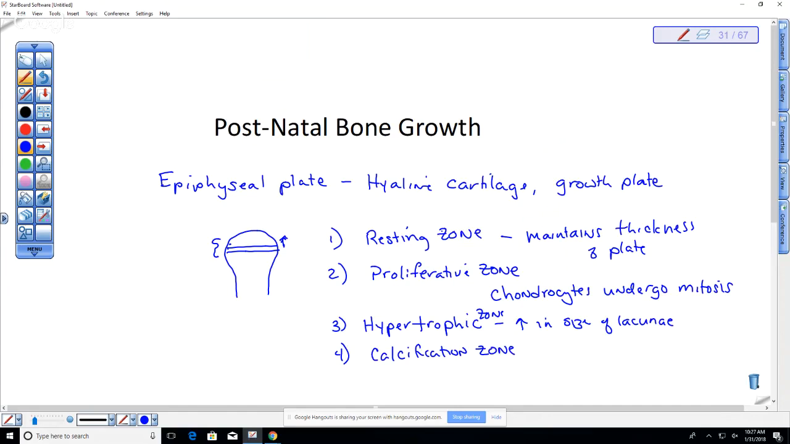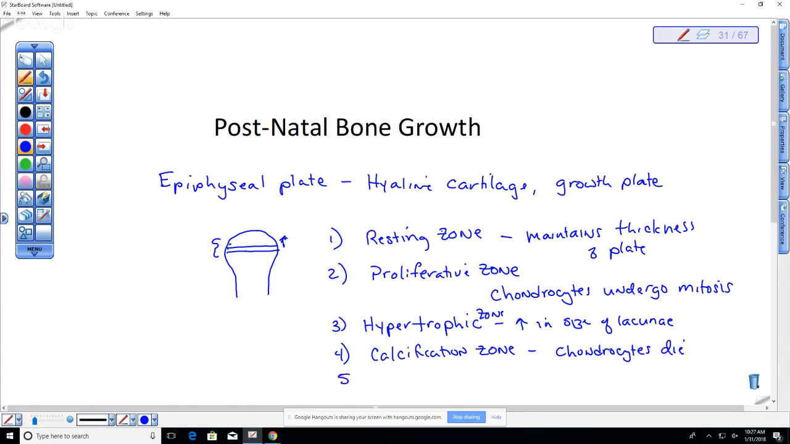So this is where the matrix, instead of just being composed of collagen, we start to get the laying down of the calcium phosphate salts. So this would be where it starts to mineralize. And because the chondrocytes can't get nutrients directly across the surface of the matrix because the matrix has become hardened, then the chondrocytes die. So this is where we have chondrocytes dying.